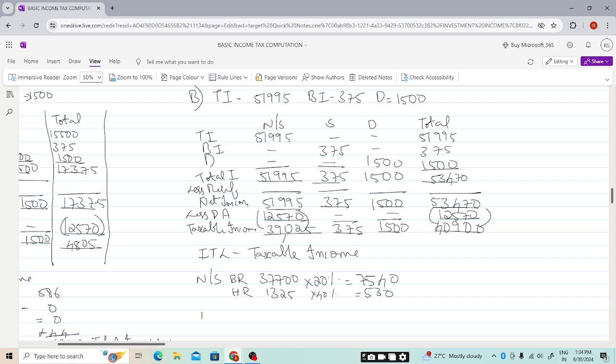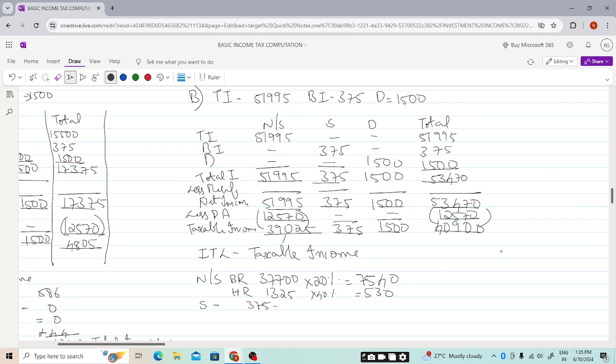Now we need to move to the saving income. For saving income, first we need to see whether it falls within the first 5,000 of the taxable income. It is not falling there because our non-saving taxable income is more than 5,000. So the saving income of 375 will be taxed at what rate? The first special rule is not applying.